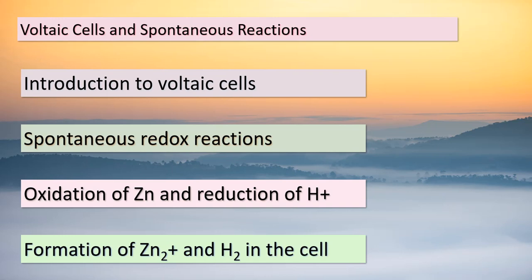The reaction that takes place within this cell involves the oxidation of solid zinc, and the reduction of hydrogen ions, H+. This results in the formation of zinc ions, Zn2+, and hydrogen gas, H2. The SHE serves as a reference electrode to measure the cell potential. Keep in mind, spontaneous redox reactions like this one are at the heart of voltaic cells, allowing us to harness the energy they produce. So, let's move on and explore even more about these intriguing voltaic cells.